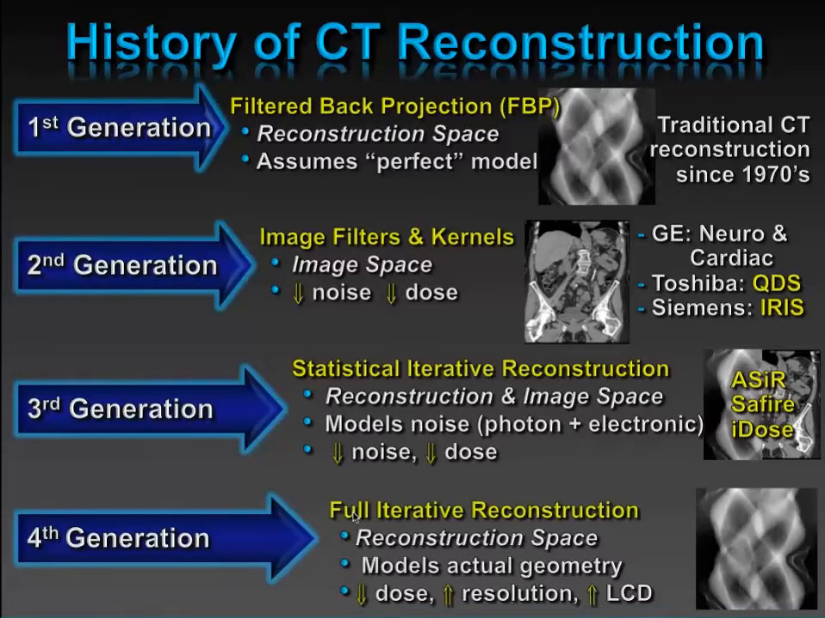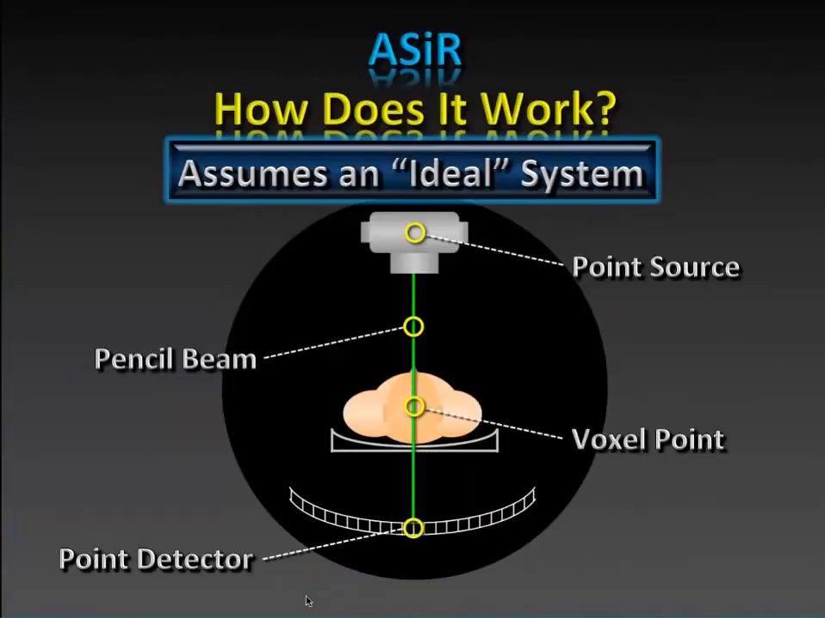And then the fourth generation is the full iterative reconstruction, where it uses raw data only. And basically it models the actual geometry of the entire X-ray beam, more substantial dose reductions, and with the options for a little higher spatial resolution and improved low contrast detectability. And this is referred to as MBIR, model-based iterative reconstruction, or VEO, from General Electric. So what do I mean by a perfect system?